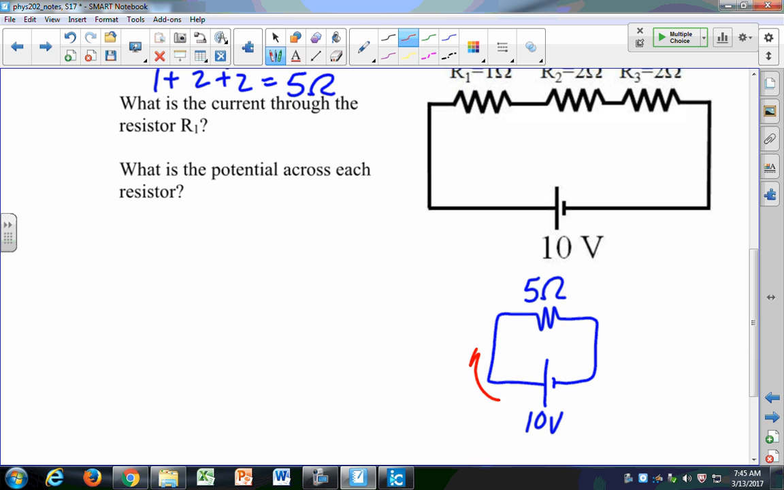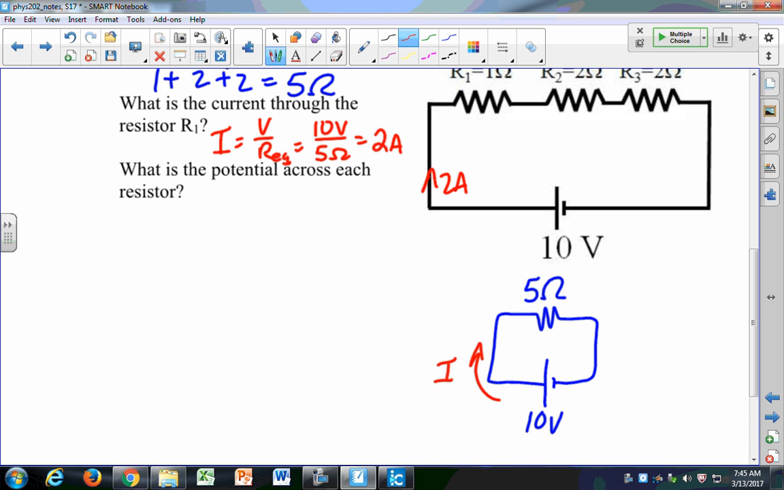But notice that here my current, I, is equal to V over R equivalent. That's 10 volts over 5 ohms, which is 2 amps. So I got 2 amps going through here.